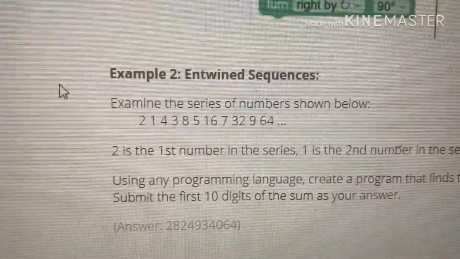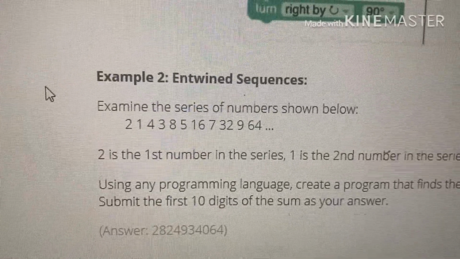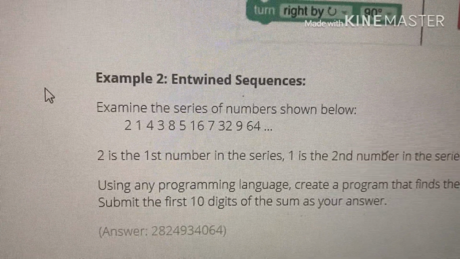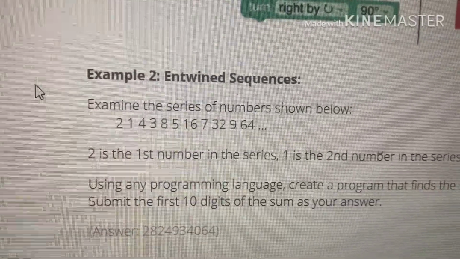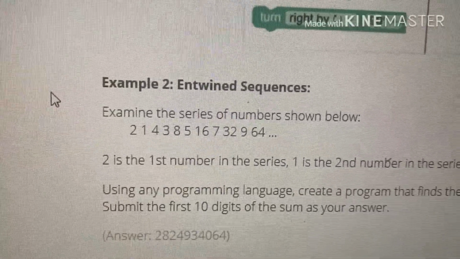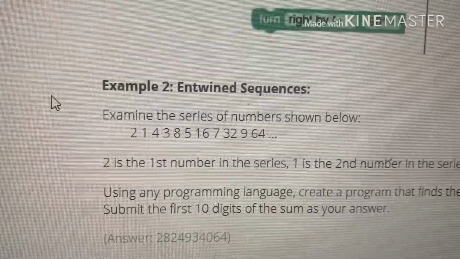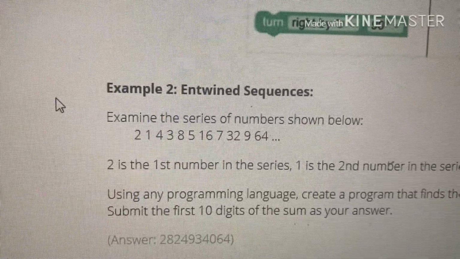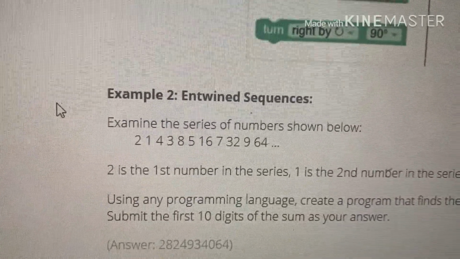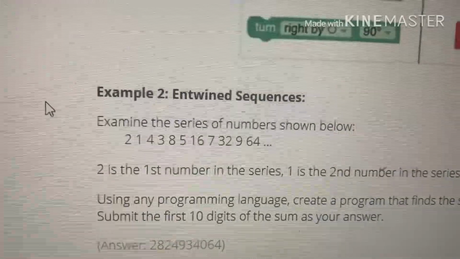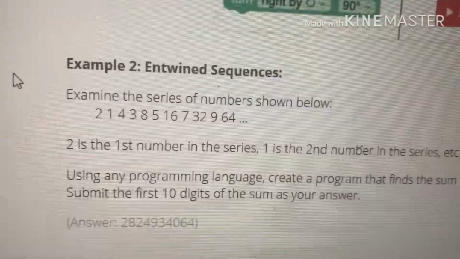Here's a sequence. It says 2, 1, 4, 3, 8, 5, 16, 7, 32, 9, 64. If you look at the sequence, by separating odd numbers and even numbers, it's clear that for the odd numbers, it's power numbers of 2. And the even numbers, it's just a sequence of odd numbers. If you use a mathematical formula, it will be like this.